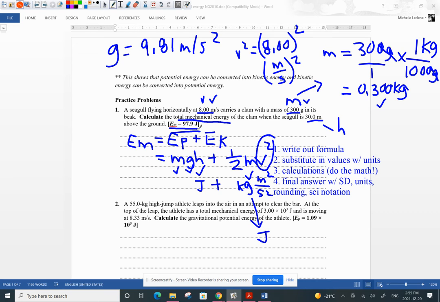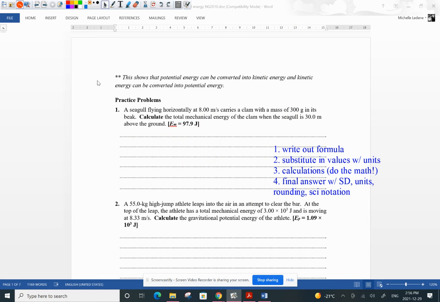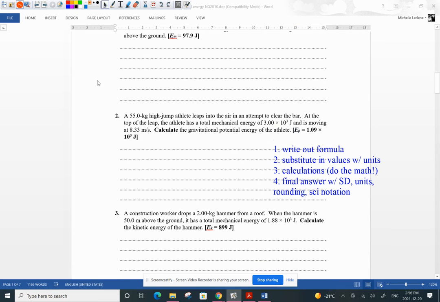Okay, what about the next question? Well, same thing: we are going to write out the formula, substitute in our values, plug all our units in, do our math, and get our final answer. So this is a little bit different. It's not a straight plug and chug. You're actually asked to find gravitational potential energy. EP is what we're trying to find in this question.